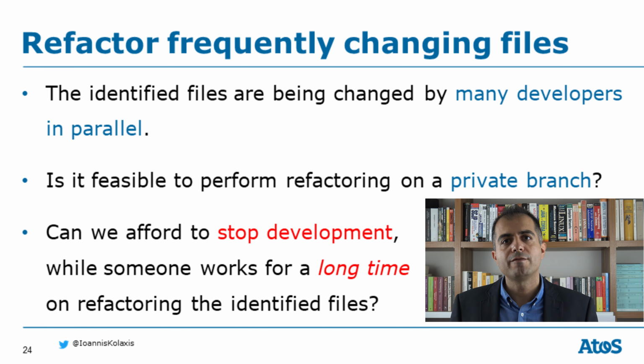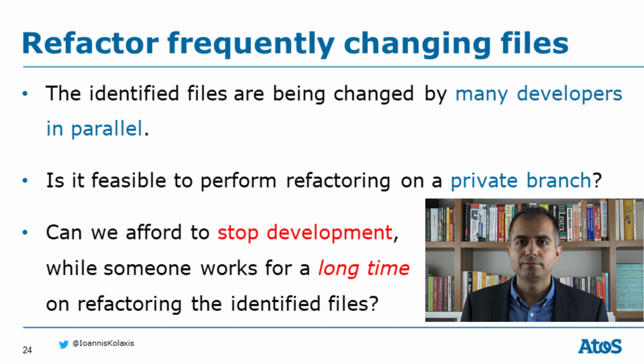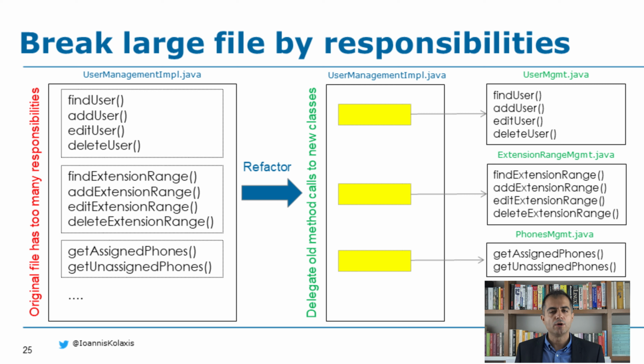Perhaps I could work on a private branch, make my refactoring there, and in a couple of weeks I can merge the private branch back to the main branch. But I am afraid that we will have too many merge conflicts, so I will not be able to merge it back. Perhaps we could do something else. I could stop the world and tell everyone in my team to stop working with these files. But is this realistic? Perhaps not. Is there an easy way to refactor one of these complex, frequently changing files?